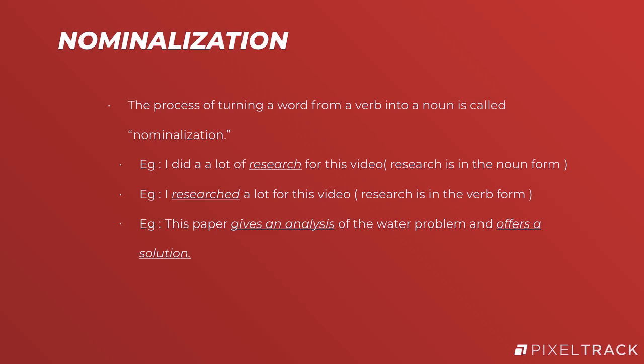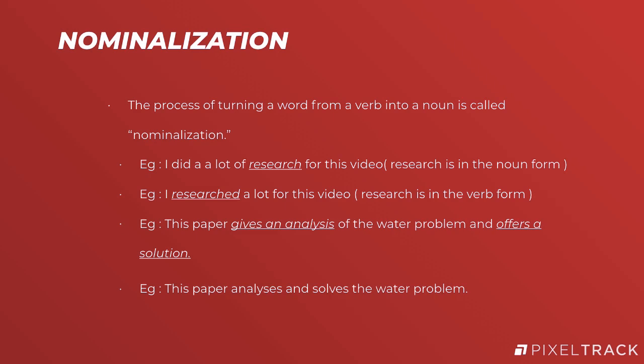Now, if I did not nominalize this, I would probably write it like this. This paper analyzes and solves the water problem. Now, analyzes and solves is the verb form, and that's how it should be used. Now, what I've done is I've made the sentence sharper, crisper, and more importantly, it's more impactful, right? When it says analyzes and solves the water problem, it sounds more convincing, and it definitely has a lot more impact than saying offers a solution.